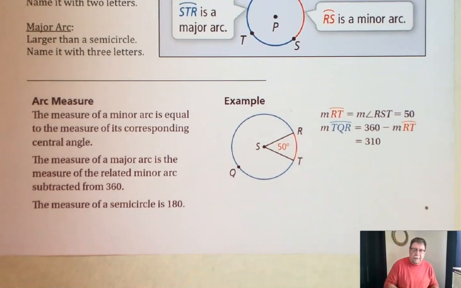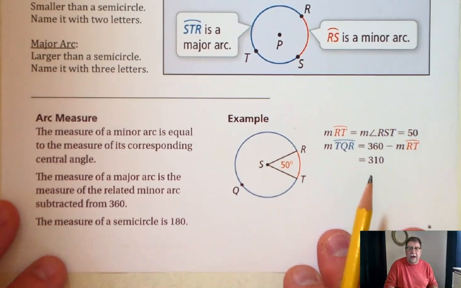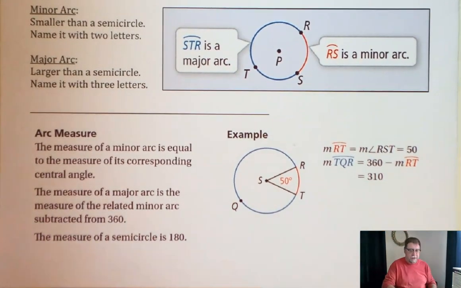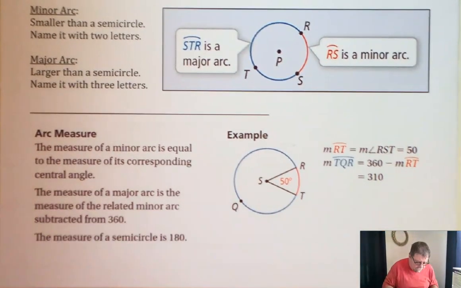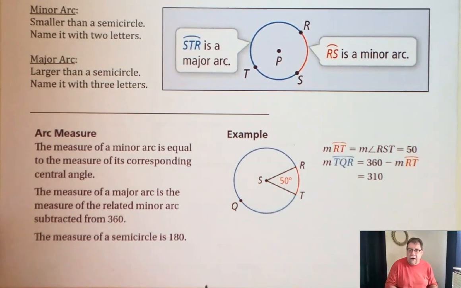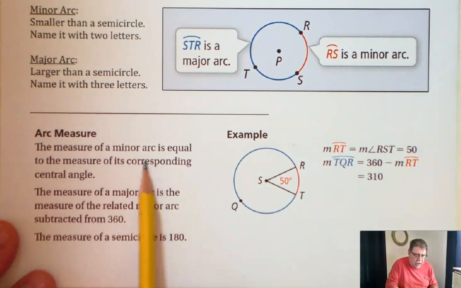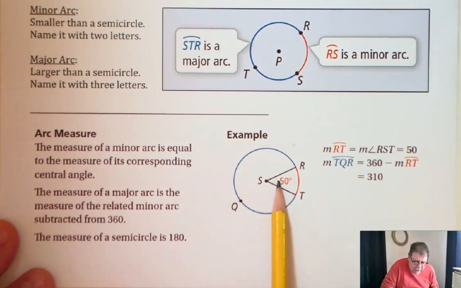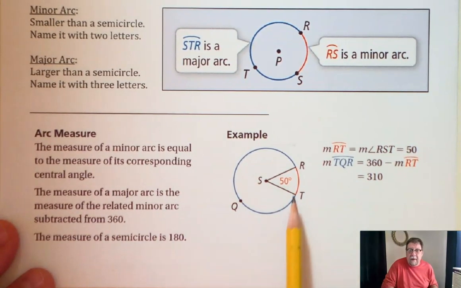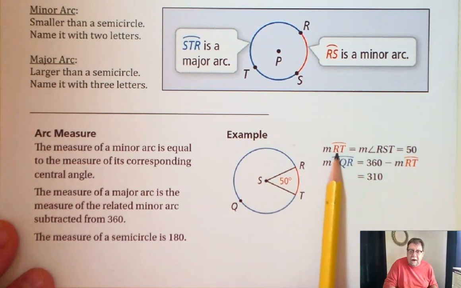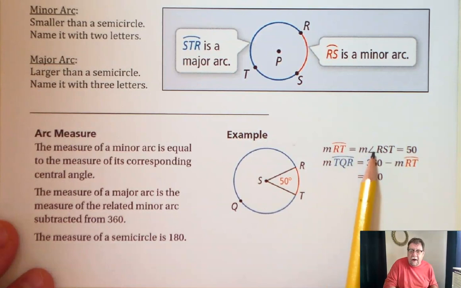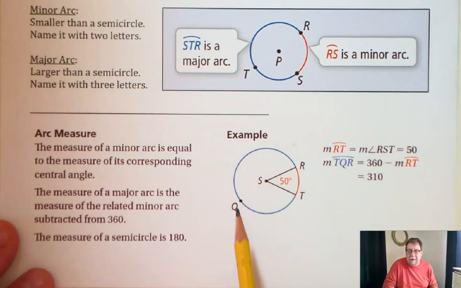Another thing we're going to look at is something called arc measure, and we're going to have a formula for this, basically. So the arc measure is the measure of a minor arc. It's equal to the measure of its corresponding central angle. So if this angle is 50 degrees, then the arc RT is also 50 degrees. It says so right here. Arc RT and angle RST, both 50 degrees.